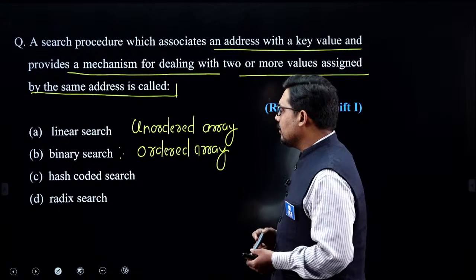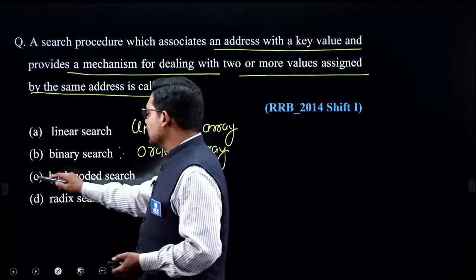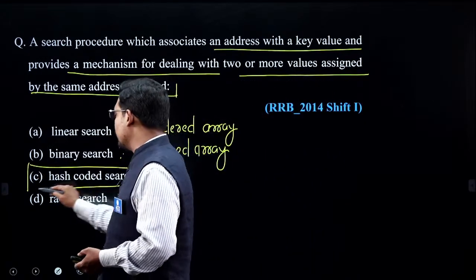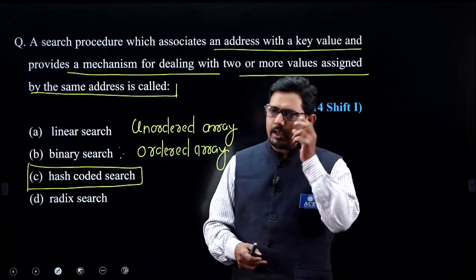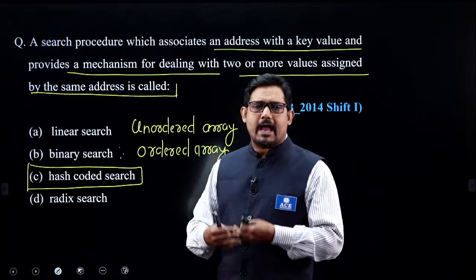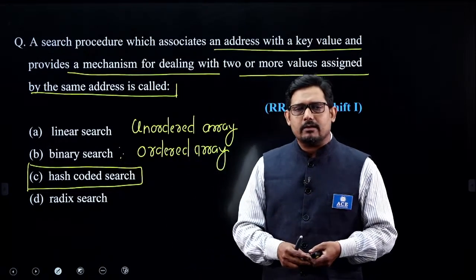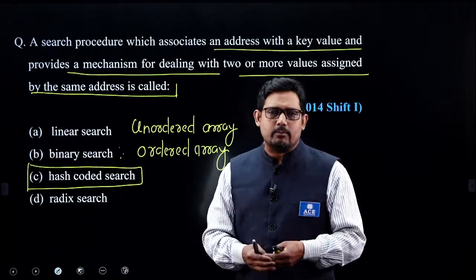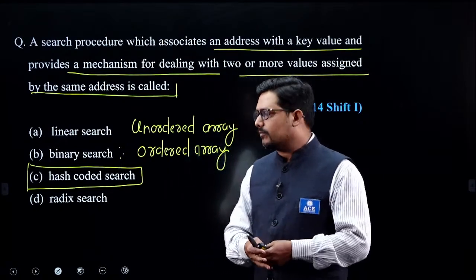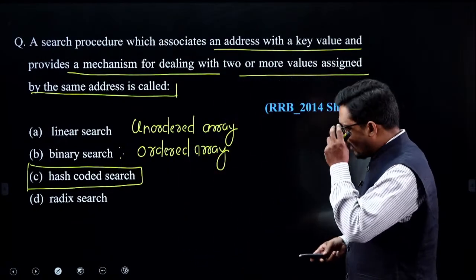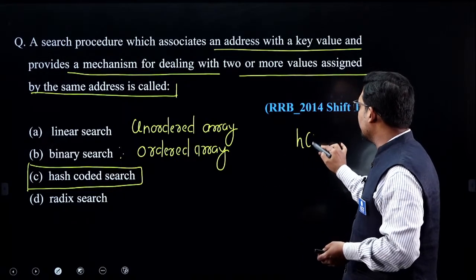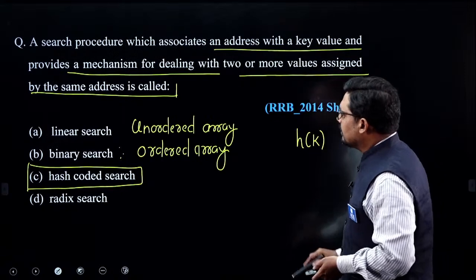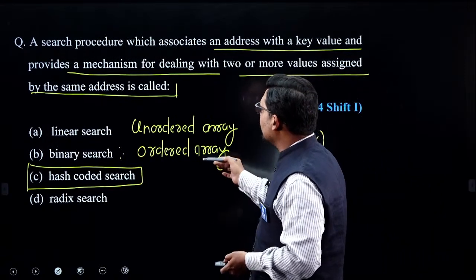So here, the best suitable answer that I find is hash coded search. Hash coded search is nothing but the concept of hashing, where we use a hash function for mapping, and 2 keys may be mapped to the same location depending upon the output values of this function. That function is h(k). So that is basically something about this particular part.